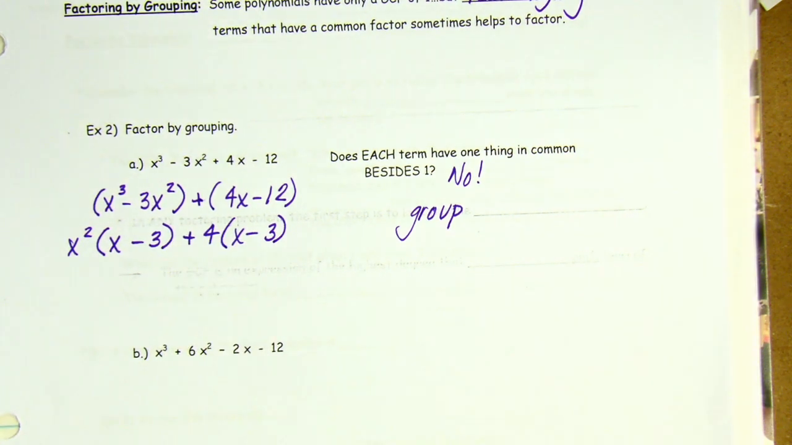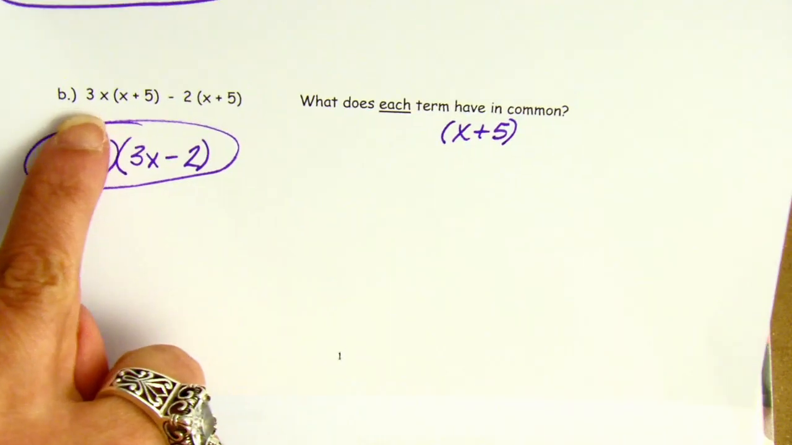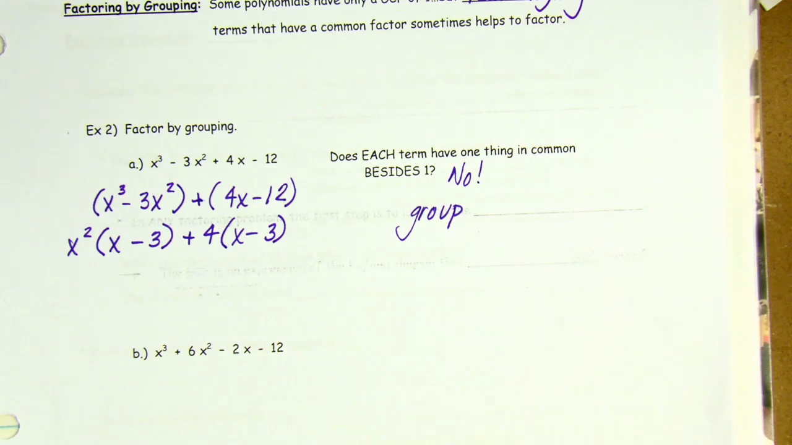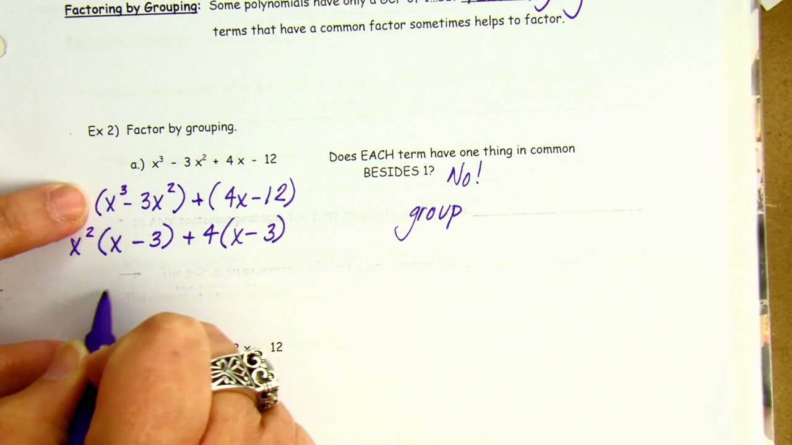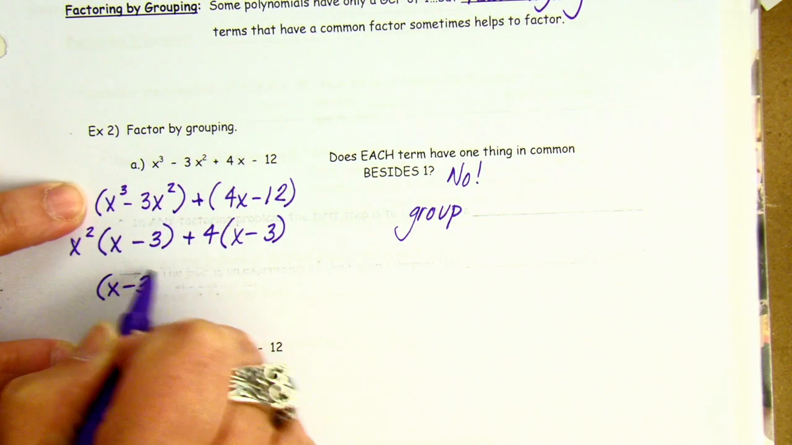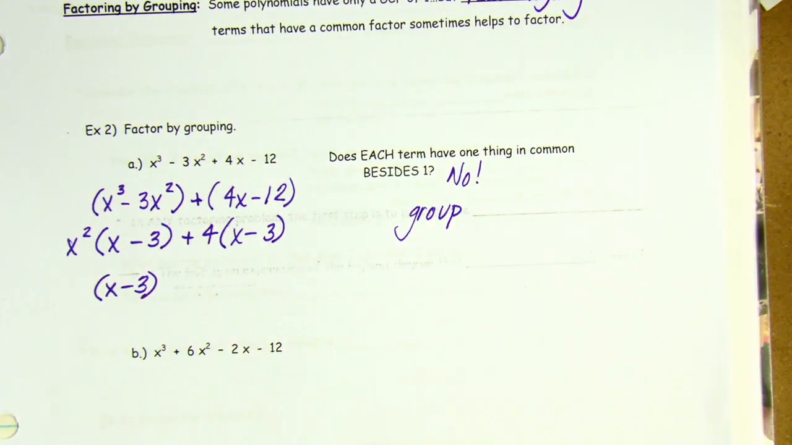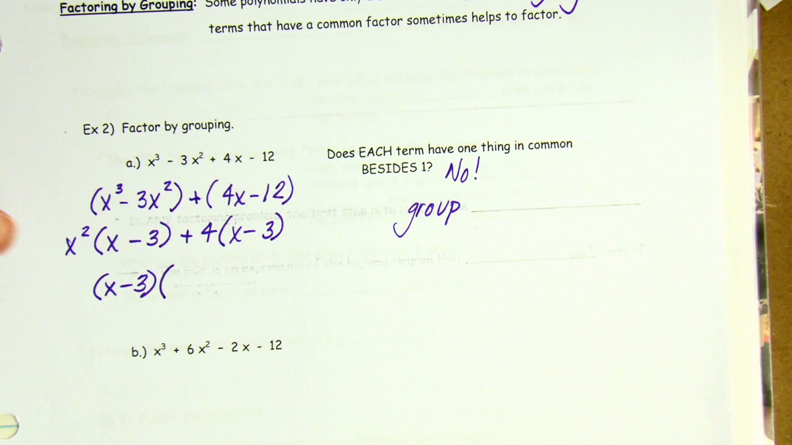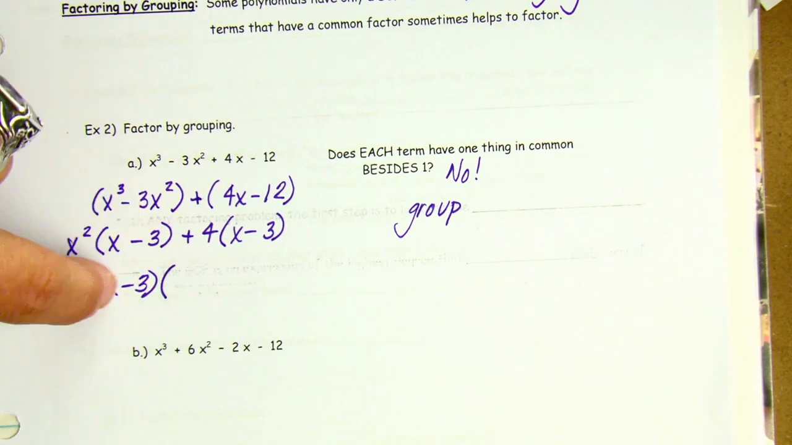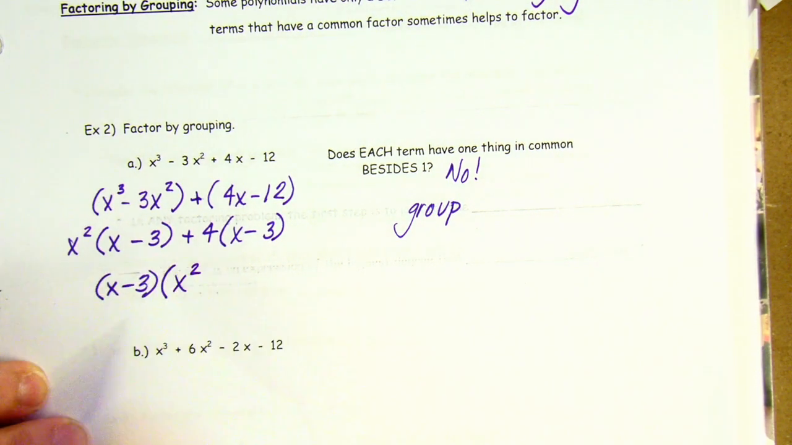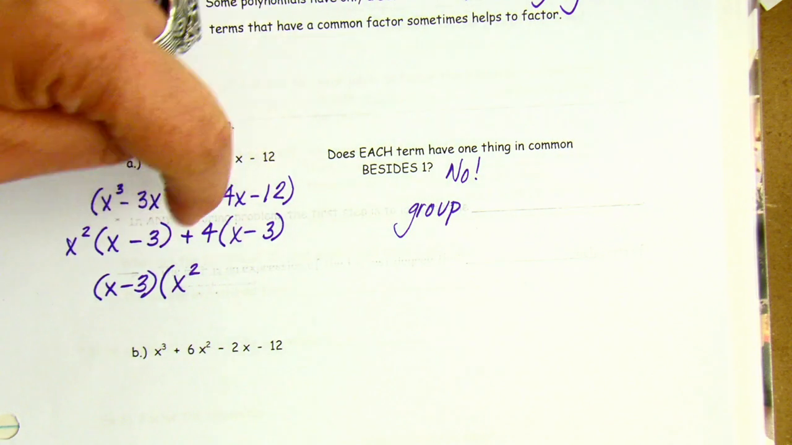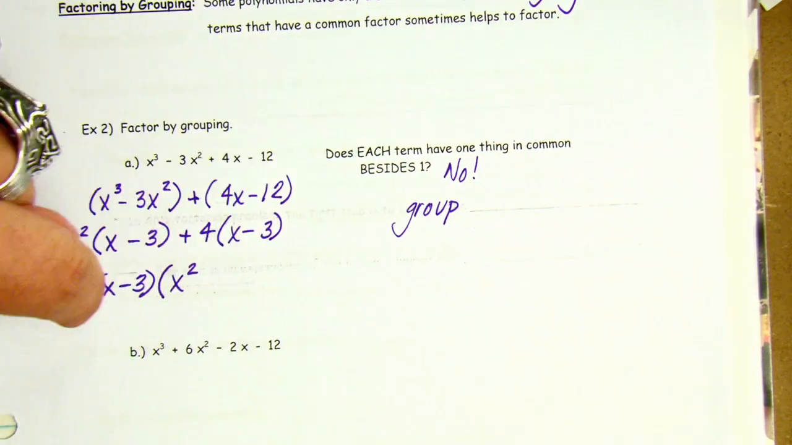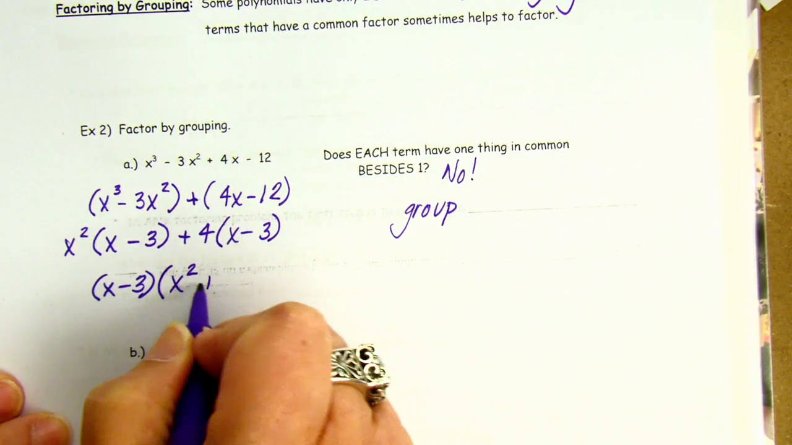Well, you should recognize that that was just like this problem where they both had a quantity x plus 5 in common. So these have quantity x minus 3 in common. We write it one single time. We are dividing both terms by that quantity x minus 3 once. Okay, so you write it one time. Okay, and when I divide the product of x squared with x minus 3 by x minus 3, what's left? X squared. And when I divide the product of 4 and x minus 3 by x minus 3, what's left? 4, and it's positive.